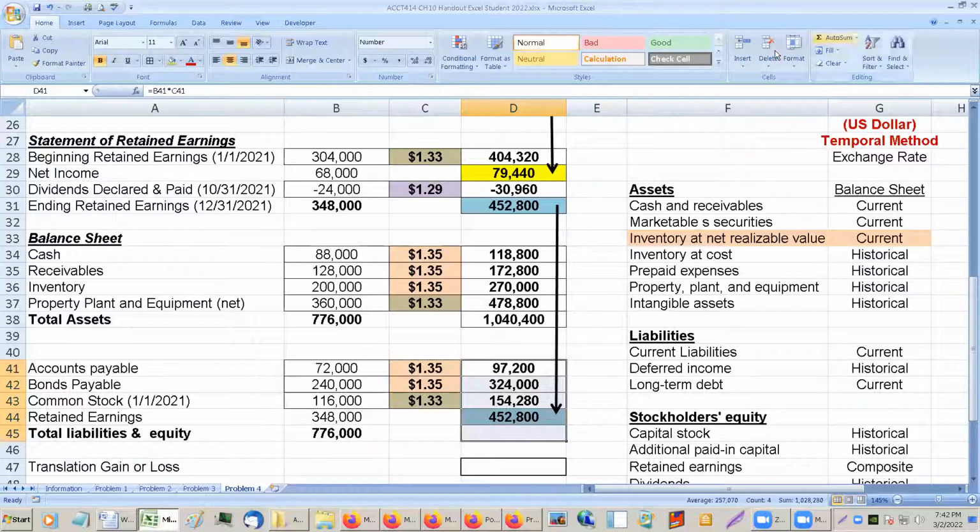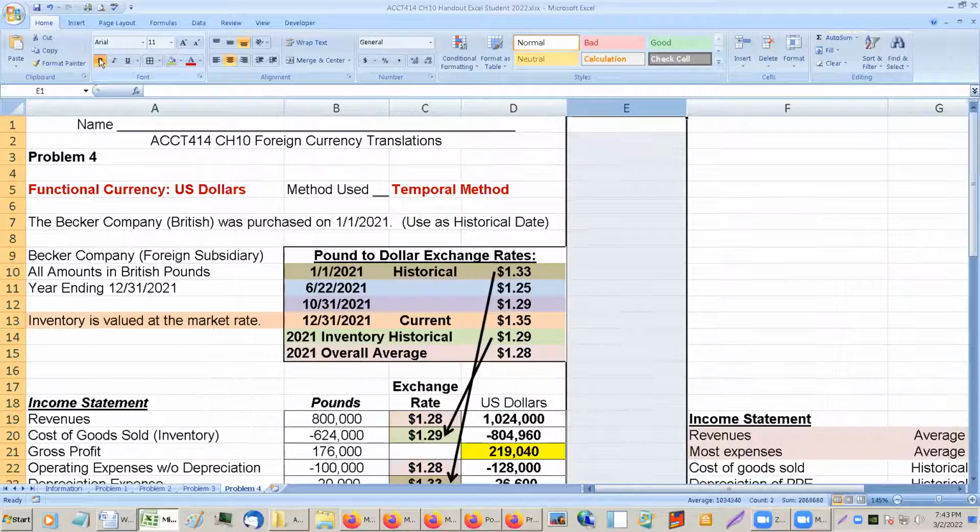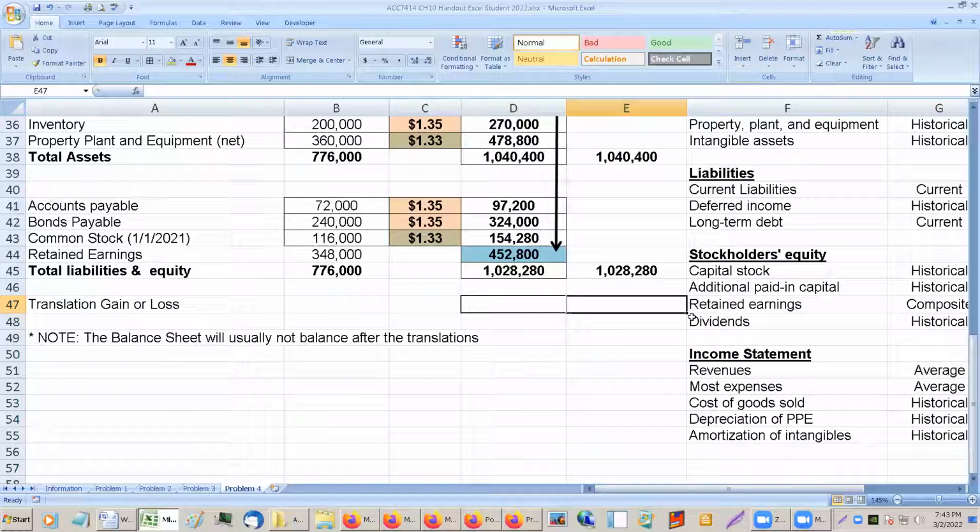And total there would be... why does it keep doing this to me? Let's try this again. There we go. So we have 1,040,400 in assets. We owe basically 1,028,280. So the difference is gain or loss. Gain. Yep, gain. We have more assets than we have liabilities, basically. Yeah, it's going to be a gain.